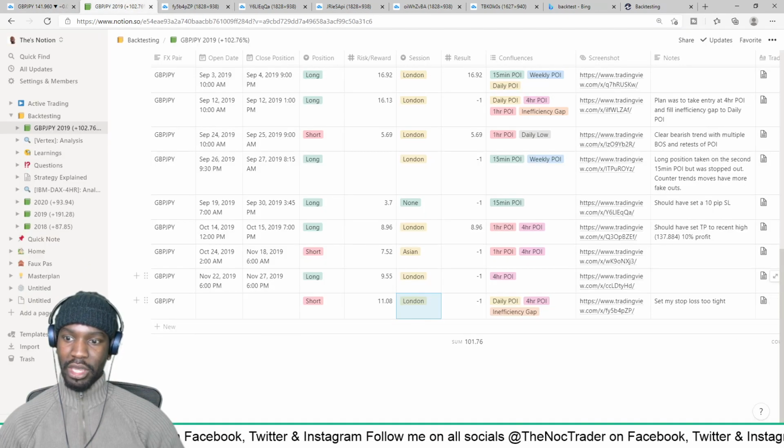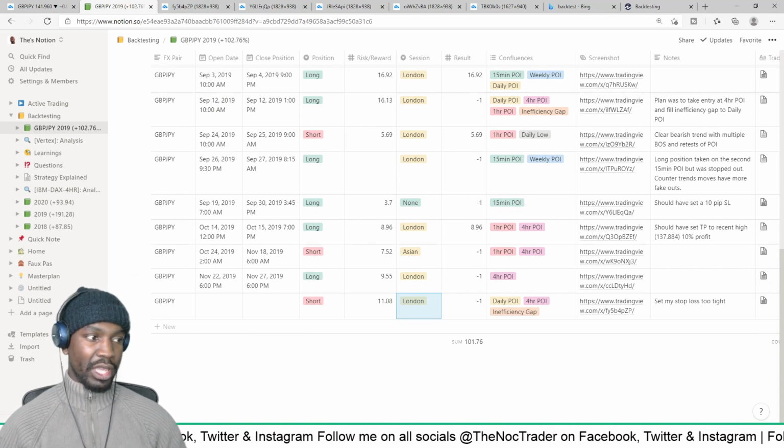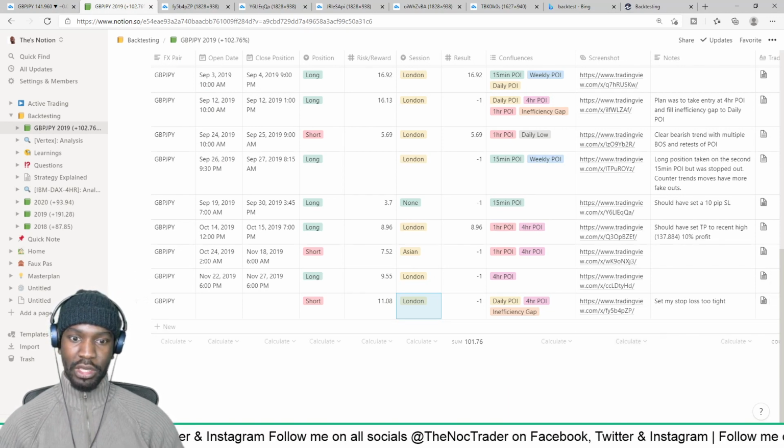Date and time, you can do that yourselves, but I'm going to delete this anyway. This was just to show you guys how to log your trades with TradingView.